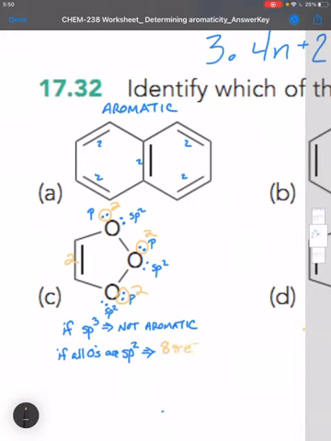Well, remember, in order to be aromatic, we have to have 4n plus 2 electrons. But if we just have 4n electrons, which 8 would count, right? 4 times 2 is 8. If we just have 4n electrons, that would be that specially unstable case that we call anti-aromatic.